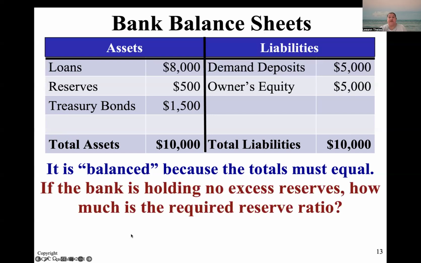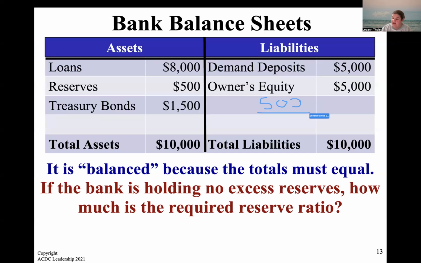If the bank is holding no excess reserves, how much is the required reserve ratio? So they told us in this example, this bank does not have any excess reserves. So then by definition, if they say there's no excess reserves, how much do we have in actual reserves? $500. So how do we calculate how much they have? What is the, let me try again. What is the reserve requirement? Well, how much do we have in reserves?